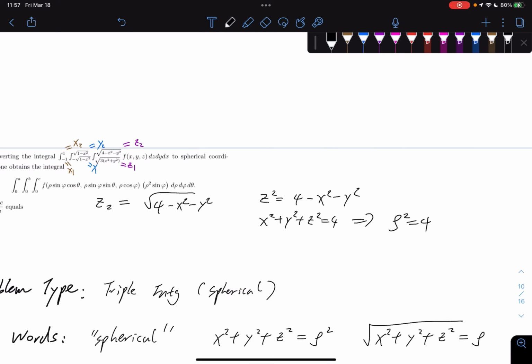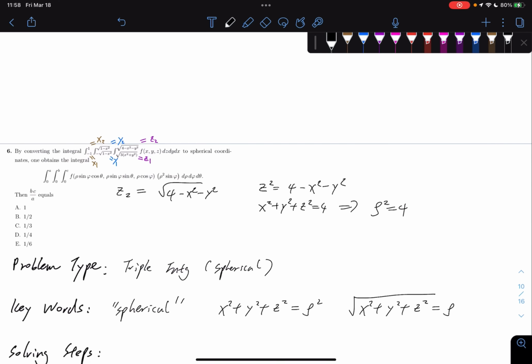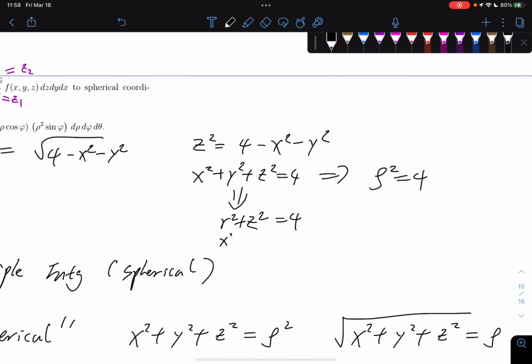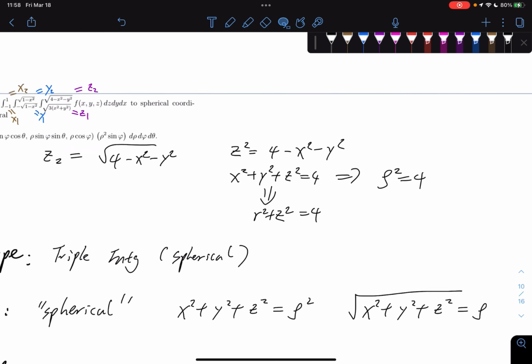But we can also play with the trick that in the cylindrical coordinate conversion, we know that x squared plus y squared equals r squared, right? So we can convert this sphere expression into r squared plus z squared equals 4. This looks like a circle to me. Think about this as x squared plus y squared equals 4 in our xy trace.